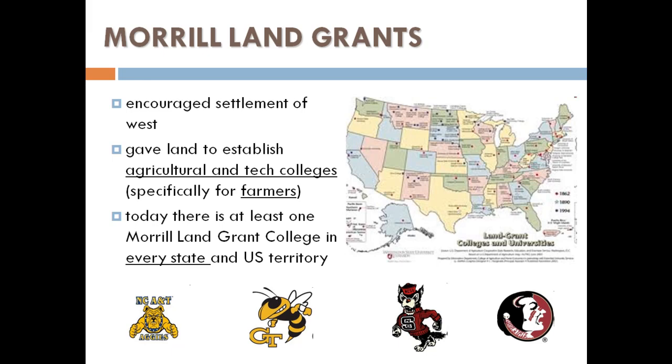Today, there's at least one Morrill Land Grant College in every state and U.S. territory. And you can see along the bottom there, of course, North Carolina has NC A&T, as well as NC State, North Carolina State. There's also two of the other ones there are Georgia Tech and Florida State. But there are, of course, many, many more, as you can see on the map to your right.